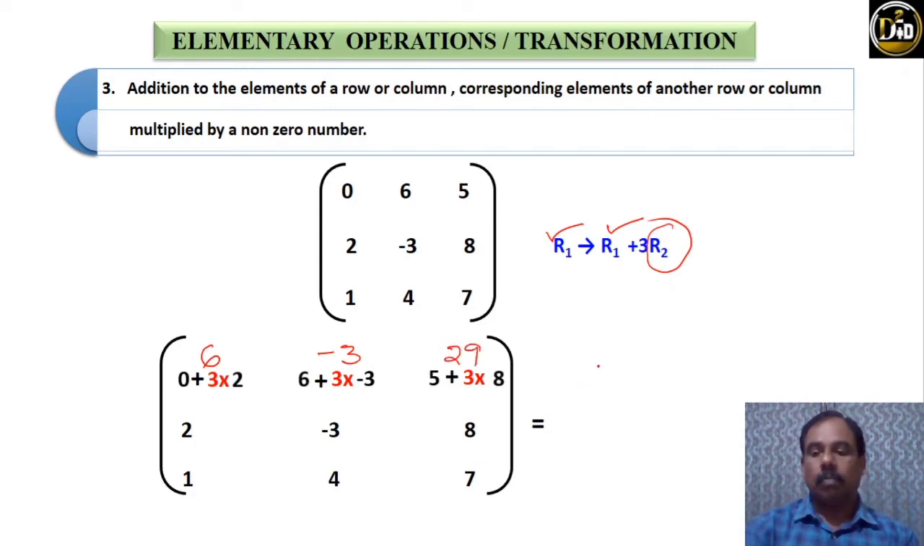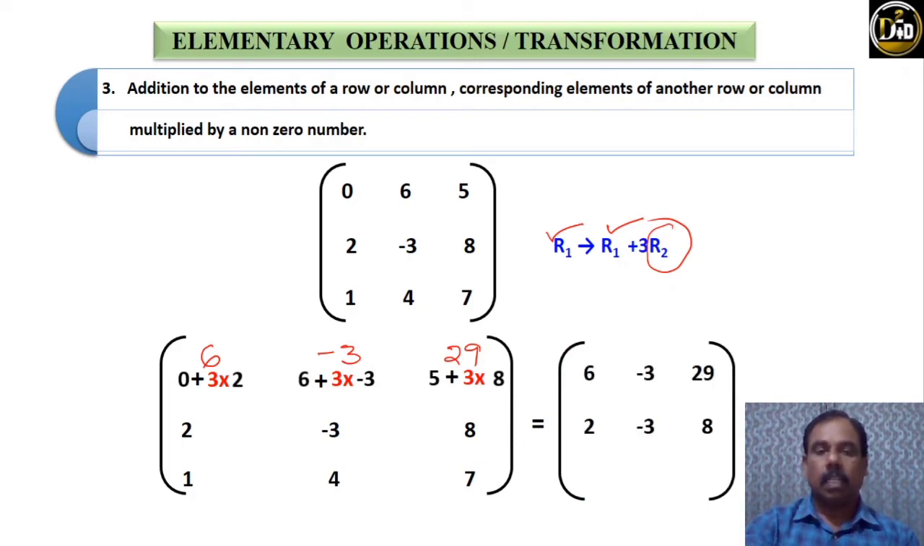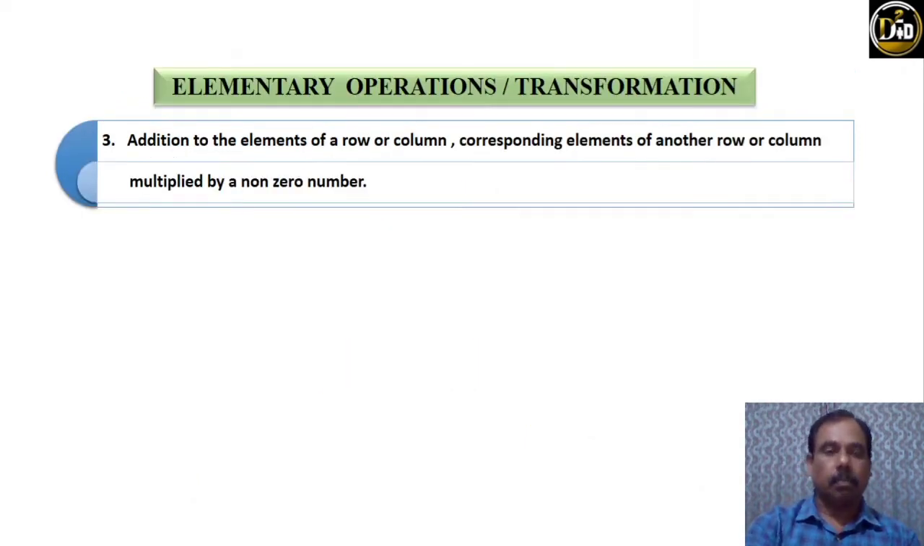That means we are going to get a new matrix in which the first row is 6 minus 3, 29, second row 2 minus 3, 8, and the third row 1, 4, 7. So we got this new matrix with the operation R1 implies R1 plus 3 times of R. Now we move on to another example.